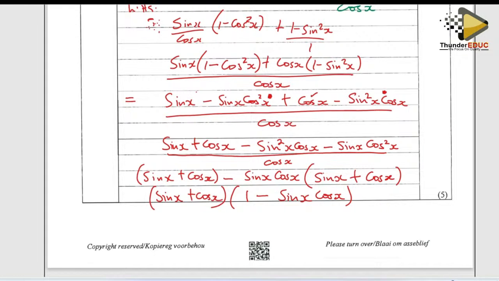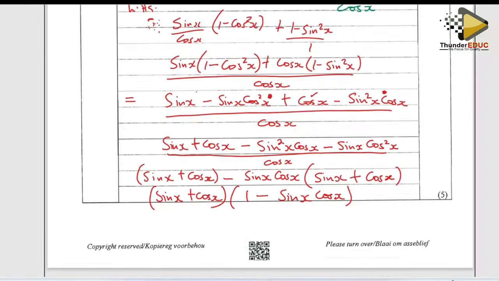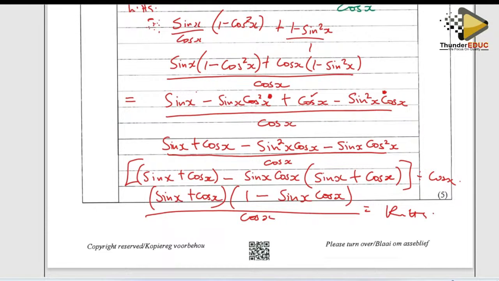Is that what we have? Perfect. So we need to just divide this by cos of x. So you divide by the cos of x. So this is equal to the right hand side.